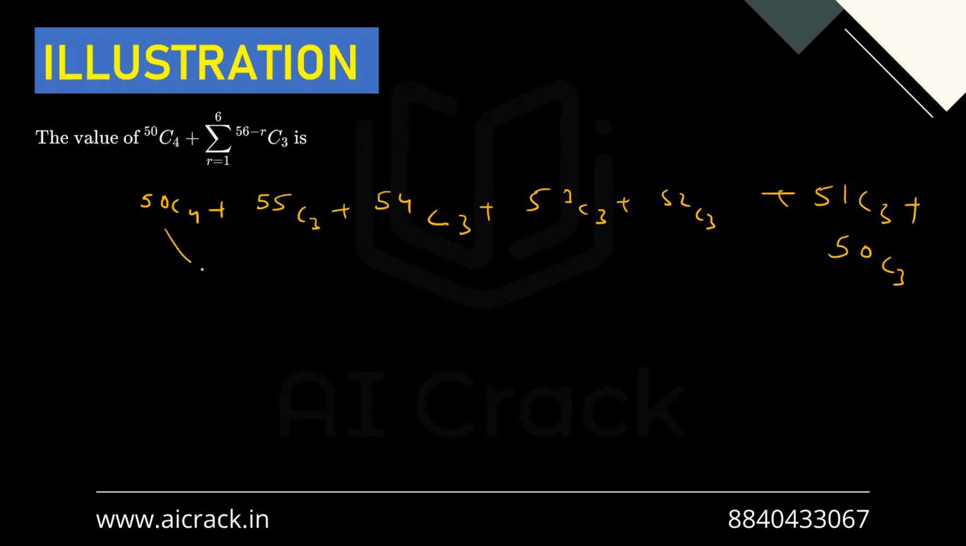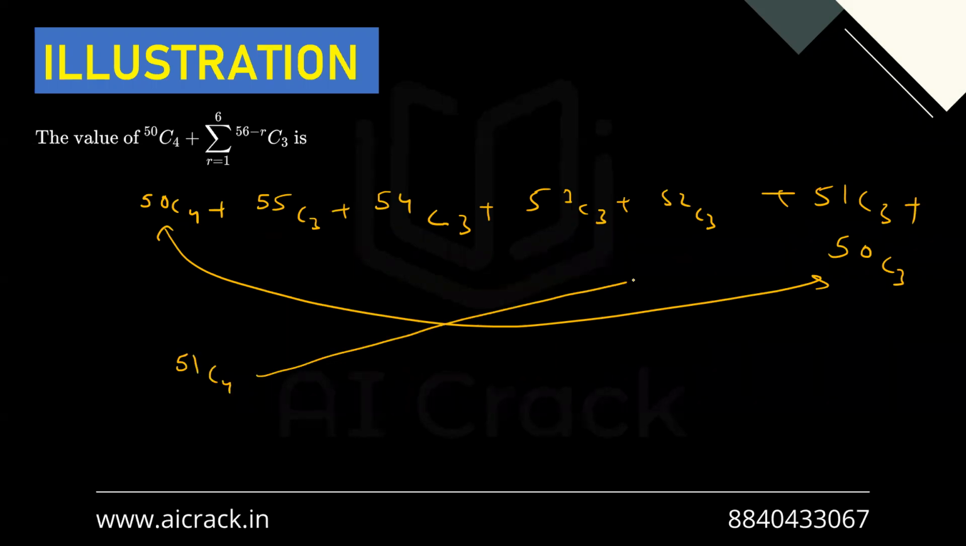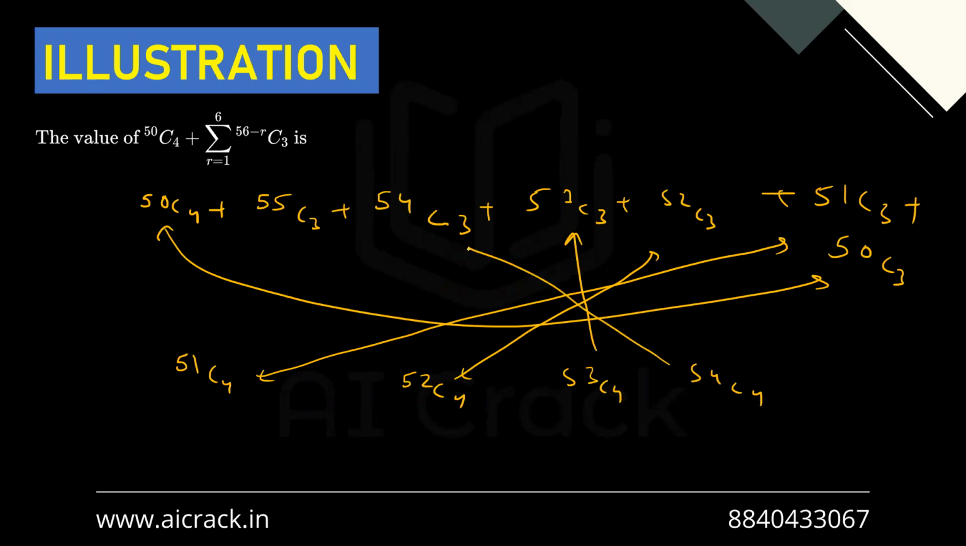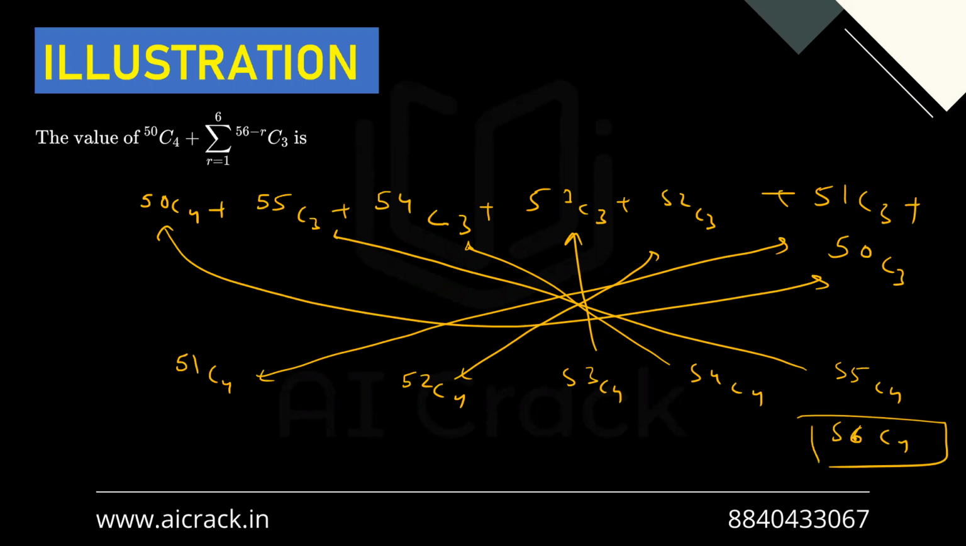What I'll be doing, I'll be clubbing these two. So 50C4 and 50C3 would give me 51C4, right? Now if I club 51C4 and 51C3, I'll be getting 52C4. Now I have to club it with this one, I'll be getting 53C4. With this one, we're getting 54C4. With this one, we'll be getting 55C4. And the last one would be this one, that would be 56C4. This is our answer.